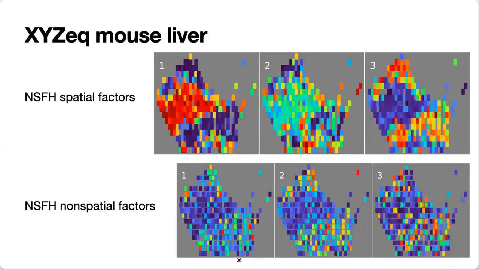Here's another data set. This one's from a tumor model in a mouse liver. And there's many fewer spatial locations, so it's a little bit harder to see. But for example, this spatial factor number 1 ended up tagging hepatocytes in a normal tissue region of the liver, whereas the factor number 3 was really tagging a tumor region.